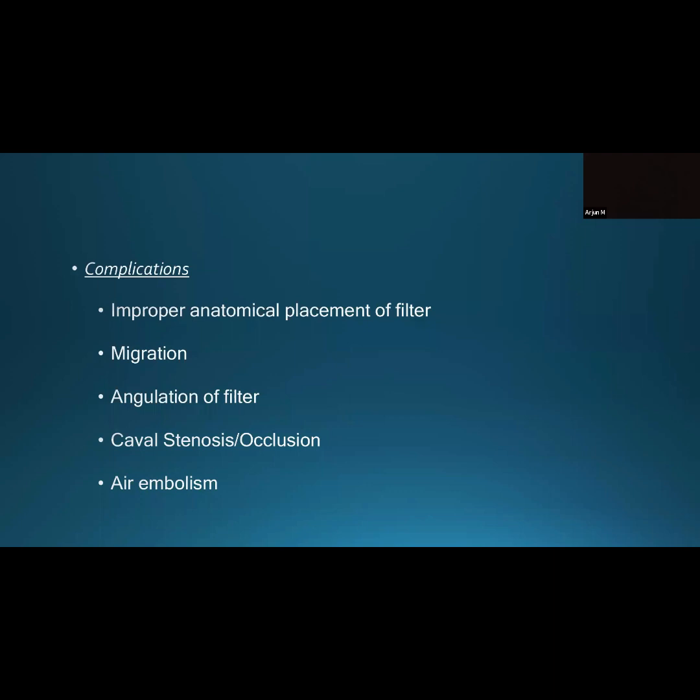Like I mentioned earlier, there are multiple complications associated with an IVC filter, and these are improper anatomical placement of the filter, migration, angulation of filter, caval stenosis, occlusion, and embolism. So most of the time, whenever we consider an IVC filter for a patient, we must always weigh the benefits as well as the complications. And one thing we need to consider is that an IVC filter is usually preferred for a massive thrombus rather than a microthrombus.